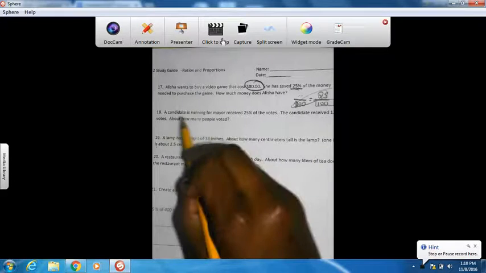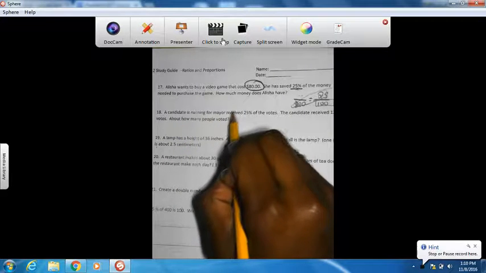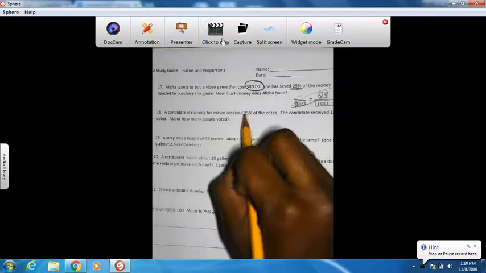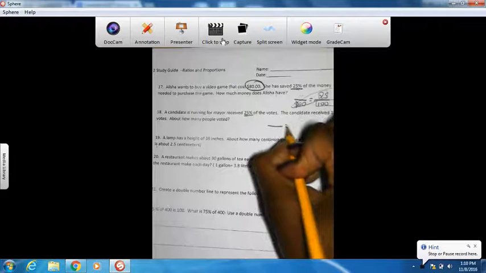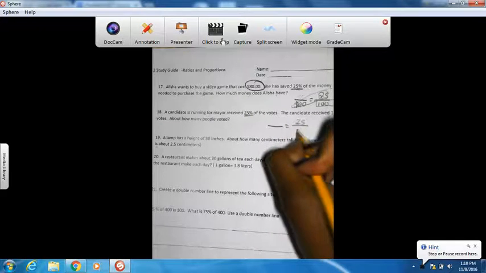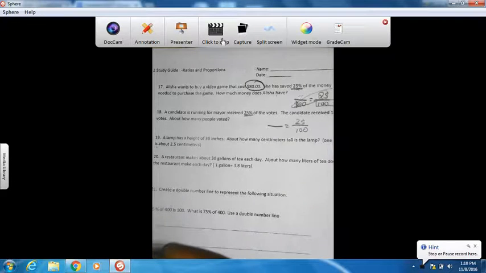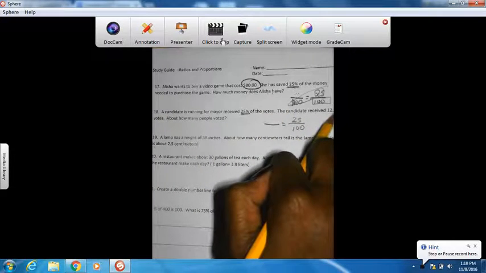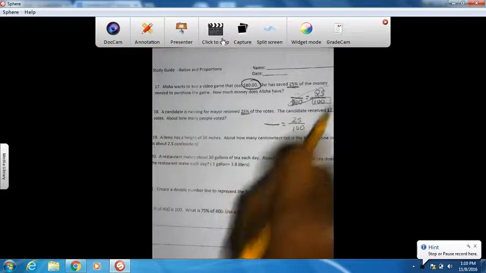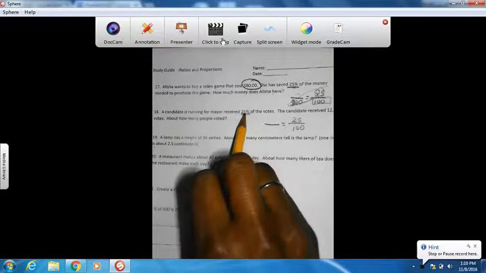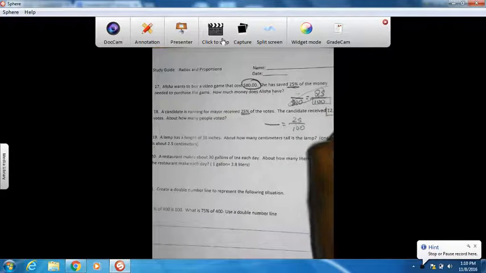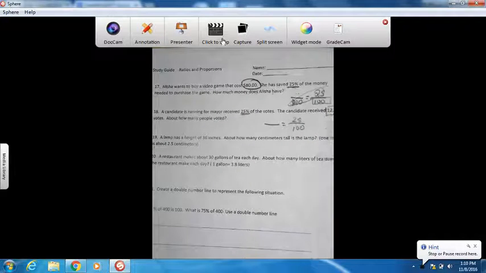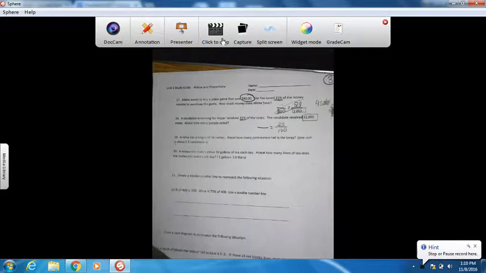A candidate that is running for mayor received 25%. So there's that percent again. I'm going to fill in my percent. I already know, it's like clockwork now. Second nature. The candidate received 12,000 votes. So if the candidate received 25%, and that was 12,000, does that mean that's a part or a whole?